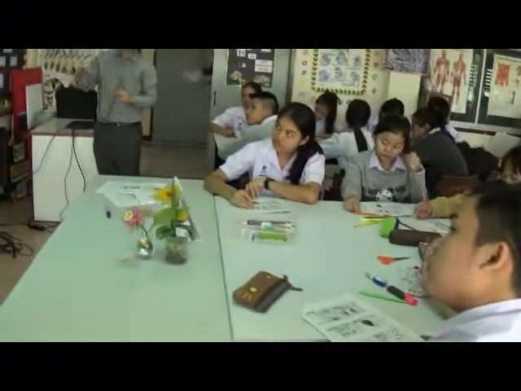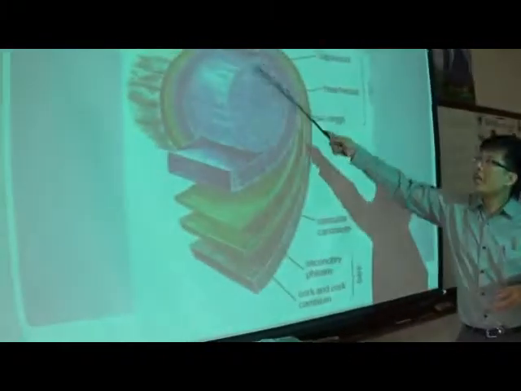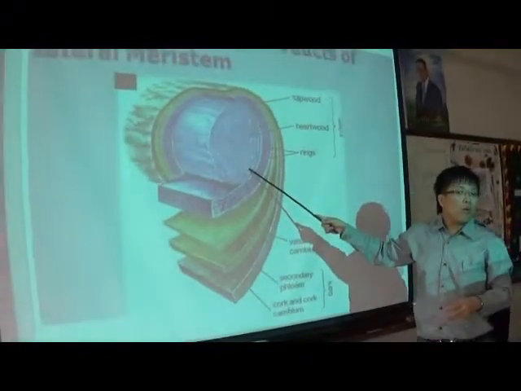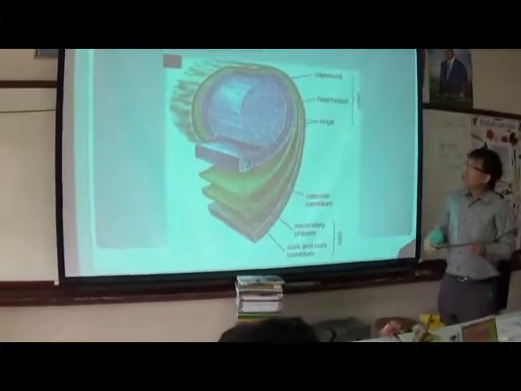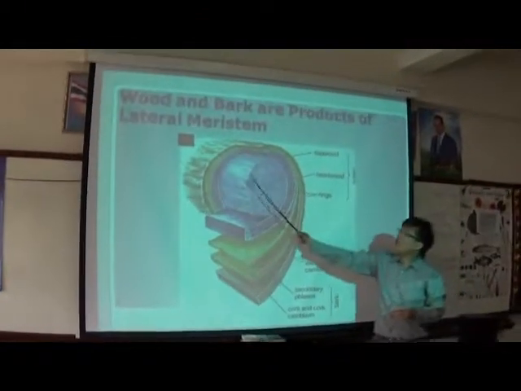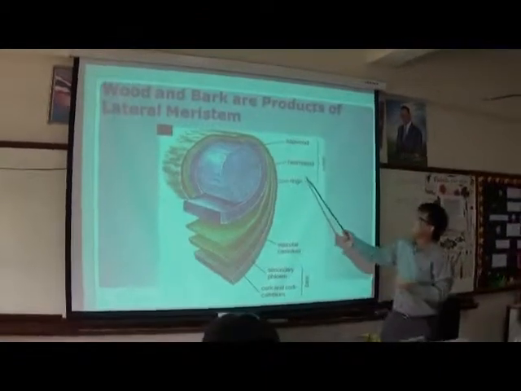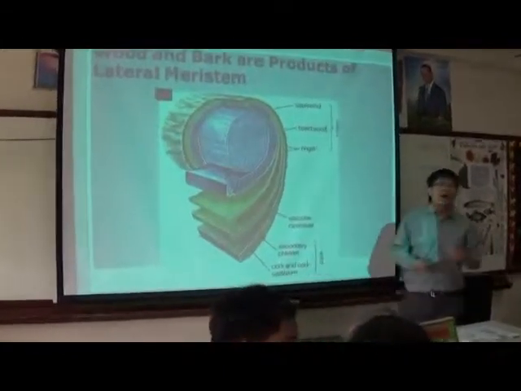Okay, the next picture. You can see this. What is this? The wood, okay, the wood. What is this? This is the wood. Wood has rings.